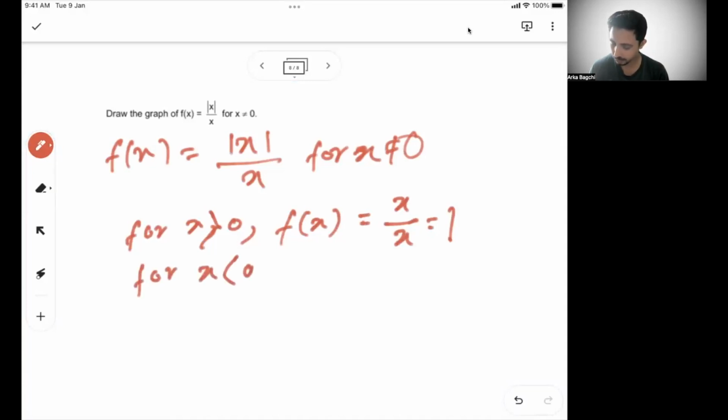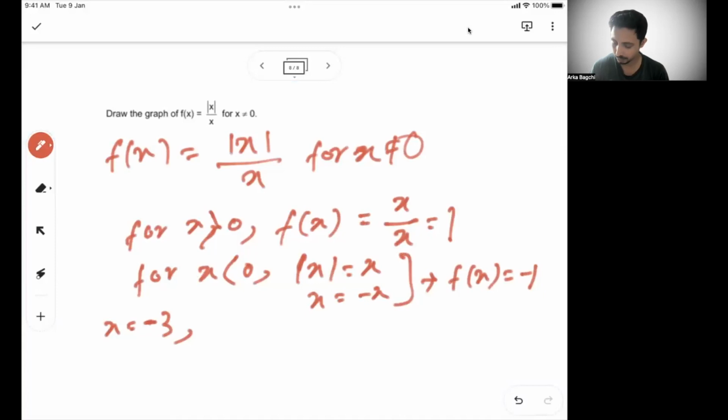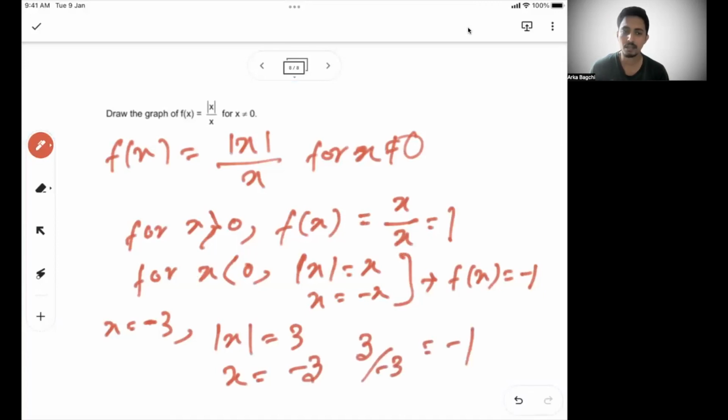For x less than 0, mod of x will be minus x, but the denominator x stays x. So in that case, your f(x) will become minus 1. Think of x equal to minus 3. Your mod of x will be 3, but your x will be minus 3. So 3 by minus 3 will give you minus 1. So for x greater than 0, it will be 1. For x less than 0, it will be minus 1.